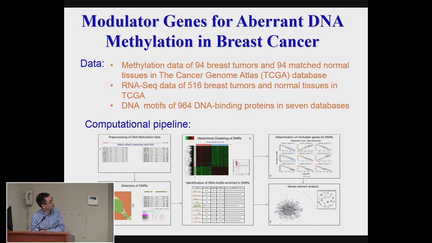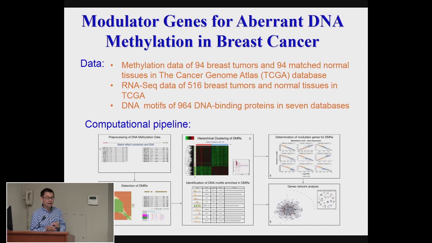So we got a data set of DNA methylation data from the Cancer Genome Atlas database. That's the breast cancer tumors and also some normal tissues. And we got RNA-seq gene expression data. We got the DNA motif data. And then we developed a computational pipeline. We do first data processing, and then we identify the differentially methylated regions, and then we find those DNA motifs that proteins can bind to, and potentially this protein binding to those motifs causes methylation changes.